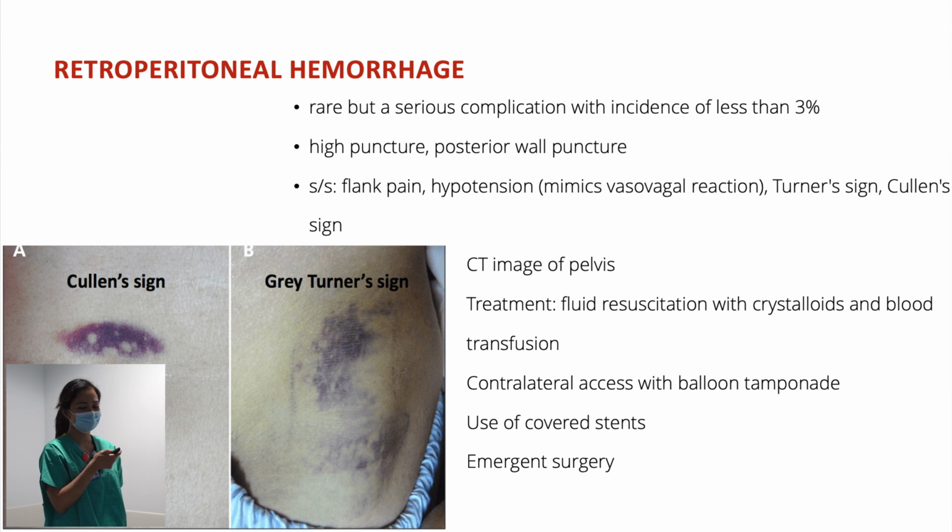So to diagnose, you need a CT image of the pelvis. You need to have a fluid challenge with crystalloids and blood transfusion. And you need to use a balloon tamponade. So they usually use a contralateral access to stop the bleeding. Use of covered stents as well, femoral covered stents depending on the size. And in the worst case scenario, you need an emergent surgery.